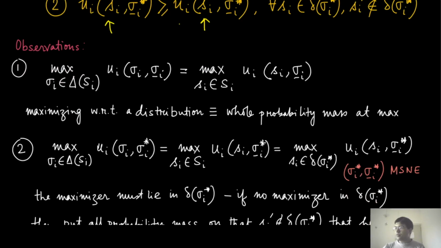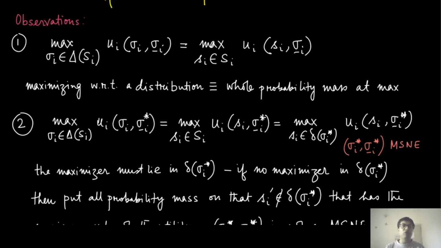Before we begin the proof, let us make a few observations, which are quite obvious but very important and crucial for the proof to go through. The first observation says that if you are maximizing with respect to a mixed strategy for player i, looking at the expected utility of that player, it will be the same as the maximization problem with respect to the pure strategies. Why is that true?